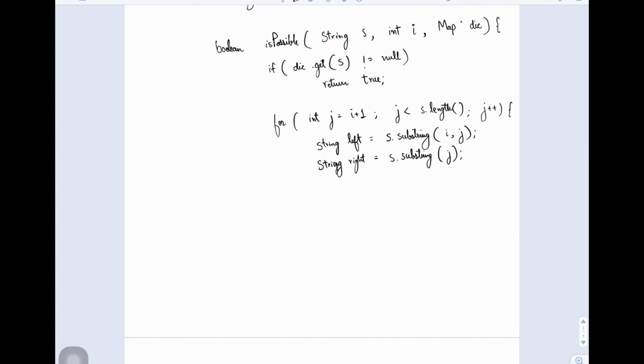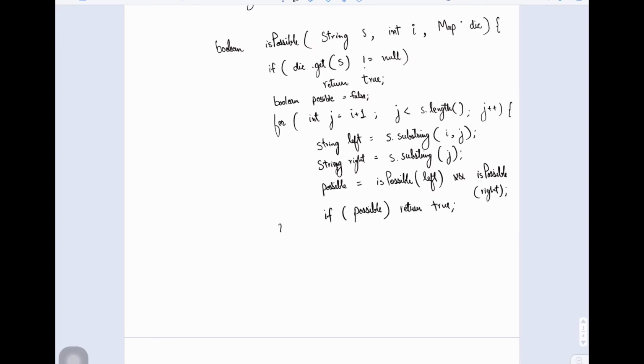So let's say possible, is possible left and is possible right. If it's possible, then return, otherwise go ahead. So this is our brute force.